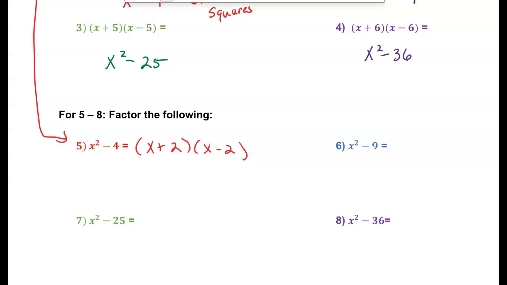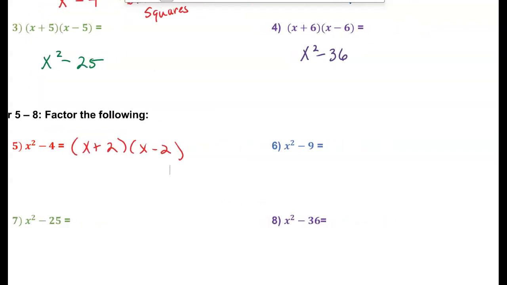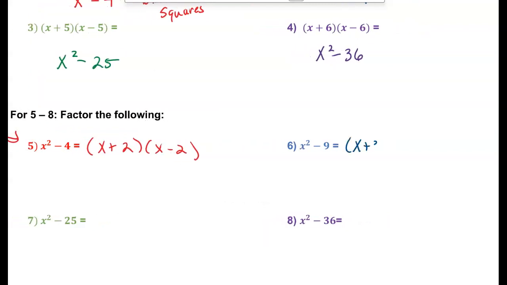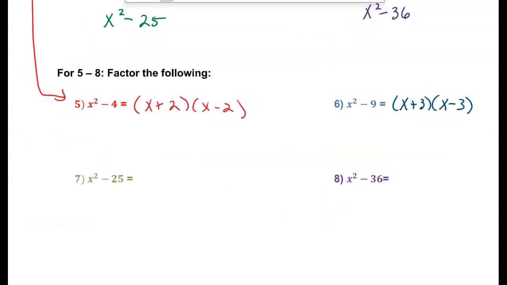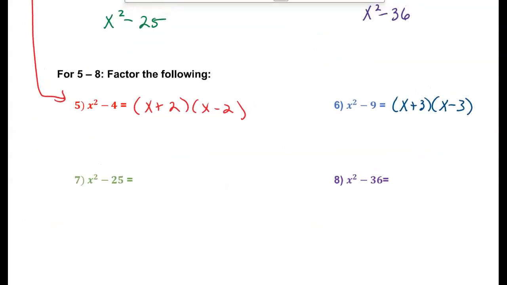Forever, I know. This is the hardest thing you guys have done all year. All right, friends, what do we get for 6? Yeah, it's x plus 3 and what? X minus 3. Oh, it goes into those conjugate binomials. Our x squared plus 25, what do we get?